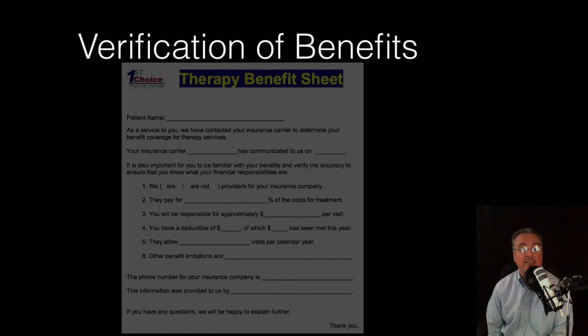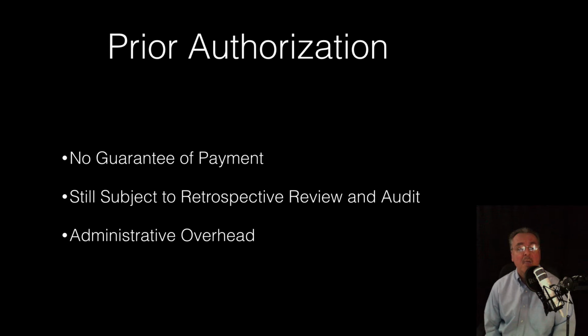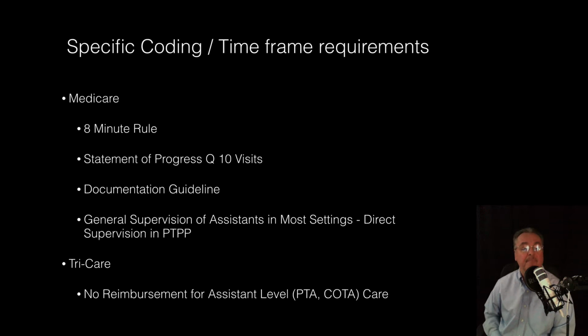This is a letter that the therapist actually gives to, or the front desk people give to the patient, so they have it in writing, and we ask them to sign it. We have 2 copies, one that they sign and give back to us, and one that they keep. This hopefully clearly articulates what they have in terms of benefits. One of the things that you also have to realize is that sometimes when you contact an insurance company to verify benefits, you don't always get complete or accurate information. Prior authorization, as we mentioned earlier, is no guarantee of payment. It is still subject to retrospective review and audit. And again, this constitutes another form of administrative overhead.